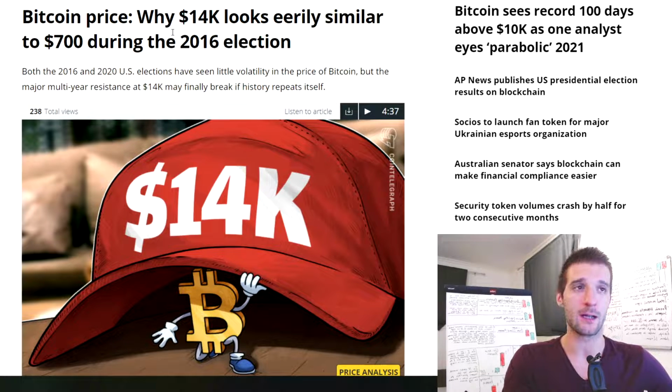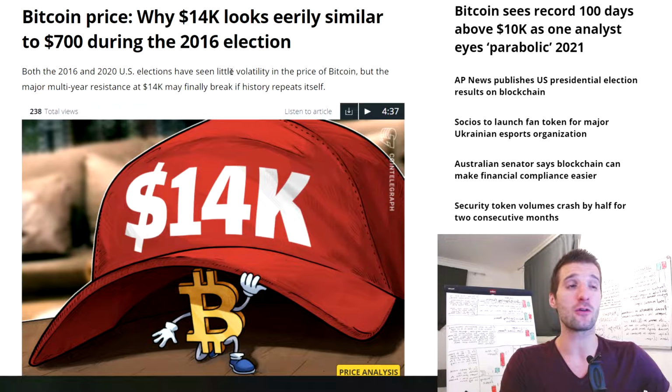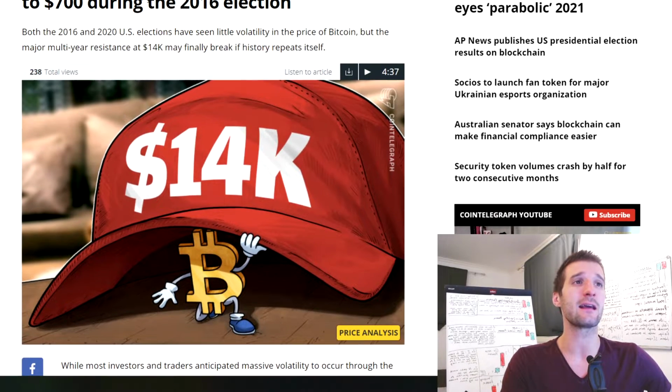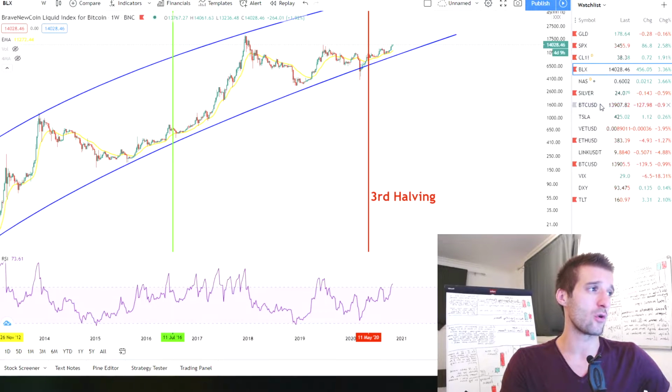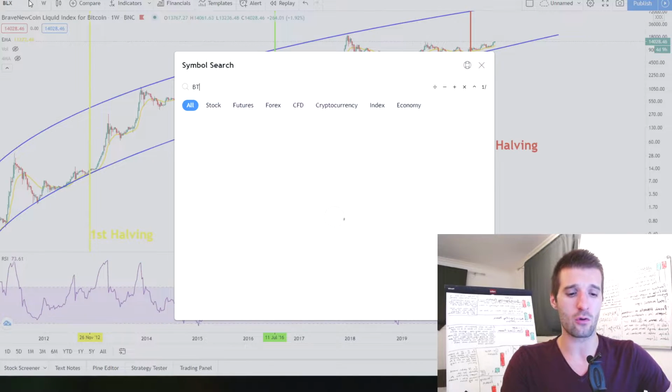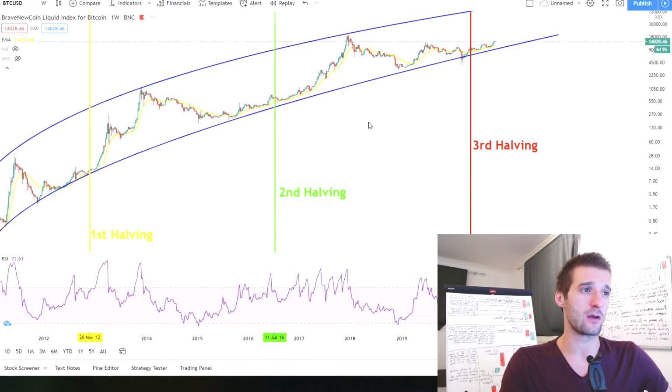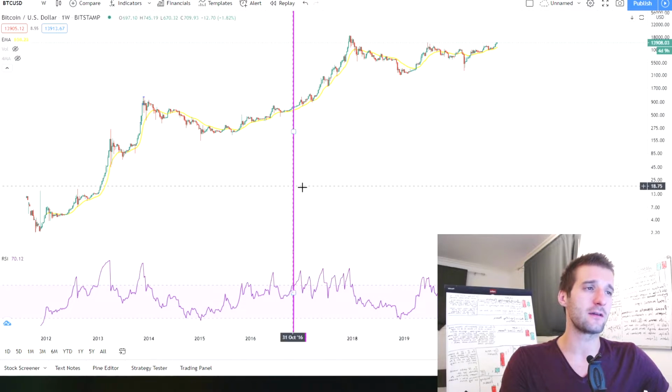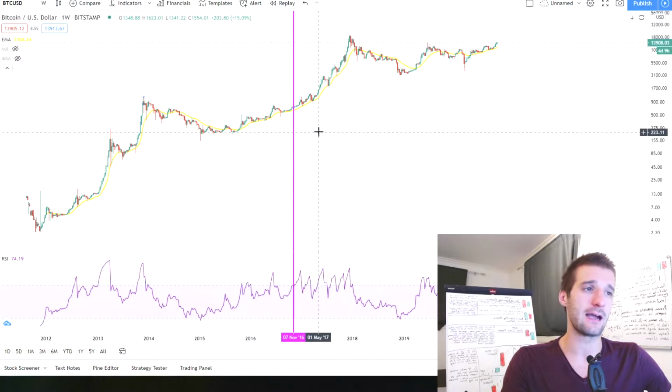Right now we have an article that says Bitcoin price: why $14k looks early, similar to $700 during the 2016 election. So if we switch, we can go directly to the chart of the Bitcoin, and we're going to go on the Bitstamp because that's one of the longest ones, right? And here I already set this vertical line, which is 7th November approximately. I'm not sure when the elections were in 2016, but I think it's somewhere around 9th of November or something like that.